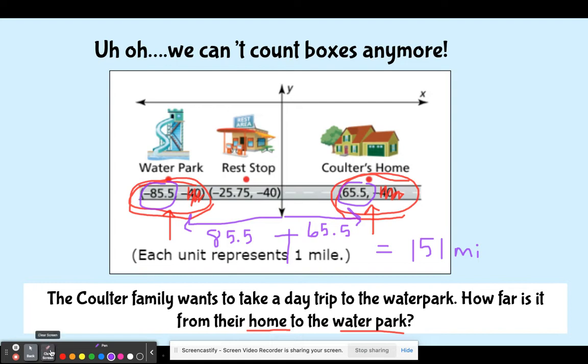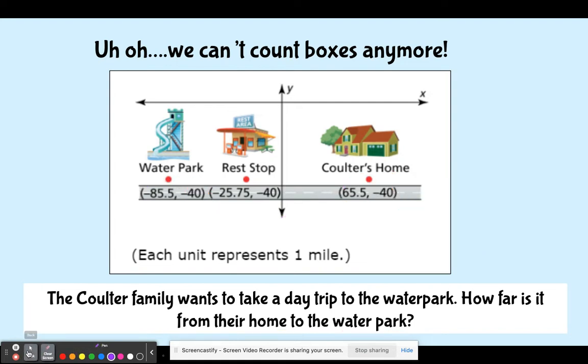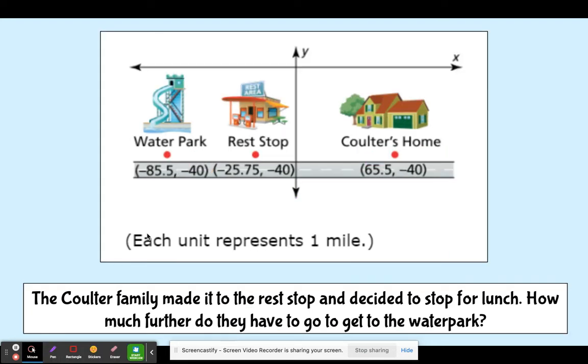Now, we're going to try that again in case it doesn't make sense. So here's another picture with a different question. Let's read, shall we? The Coulter family made it to the rest stop. Okay, so they're at the rest stop. Here they are. And they decided to stop for lunch. How much further do they have to go to get to the water park? So they're at the rest stop and they want to go to the water park. So basically, I want to know how far apart this space is.